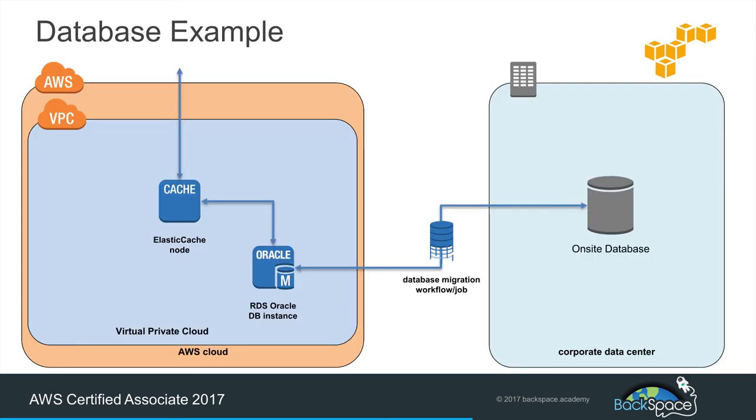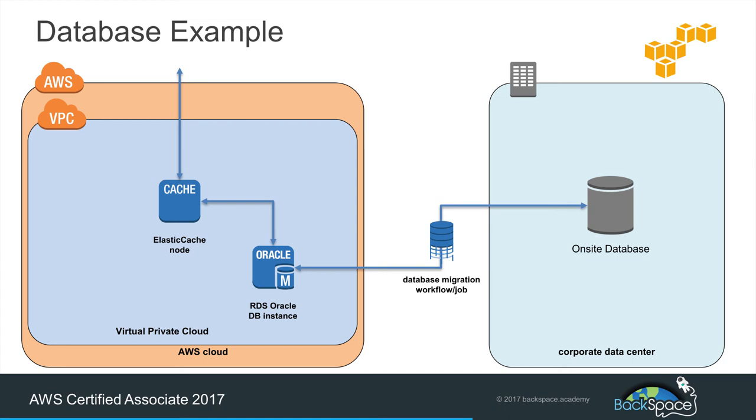So a very quick database example here. I've got AWS on the left, and I've got an on-premises corporate data center on the right. We've got an on-site database there that we want to synchronize with Amazon RDS, or I've just got here an Oracle database. It could be anything that we want, basically. It is a synchronizing service, and it could be for disaster recovery or whatever.